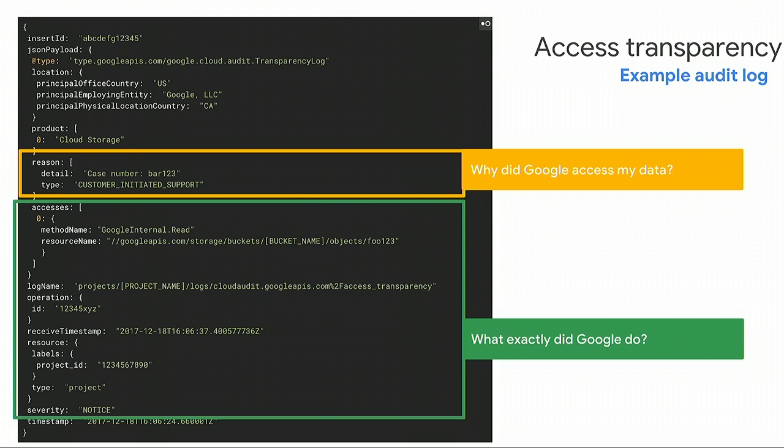And then in green, you see we give you a lot of information around what exactly Google did with your data during this access event. So which method did we call? Which resource did we call it on? How long did it take? What project did it happen in, et cetera? And so this is really aligning with our goal, with our principle of making it really transparent in how we administer our platform and giving you, our customers, the tools to hold us accountable for that.